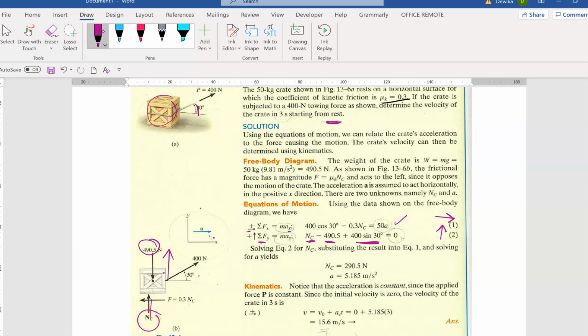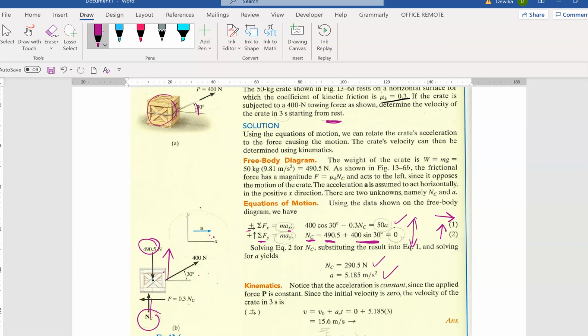Okay, got it? So now you solve these simultaneously. Solving this simultaneous is the maths part. You should be good in maths by now. So you get your NC and you get your a value. We are not solving the question fully yet, because the last part of the question is to determine the velocity in 3 seconds if it's starting at rest. So you have your a, and you need to find the velocity.